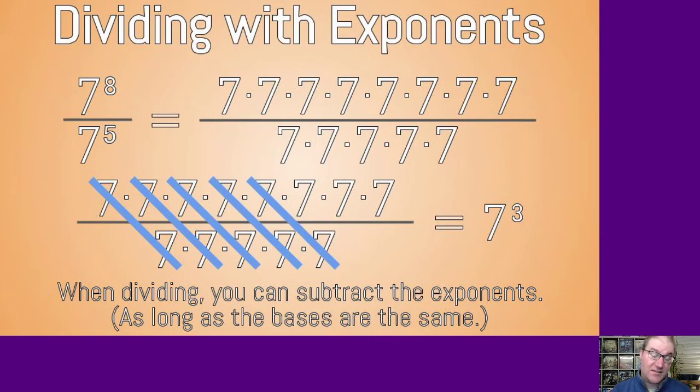Well, there were 8 7s in the numerator, and there were 5 7s in the denominator. Altogether, we ended up really with just 3 7s in the whole problem. And at the end, you can see that I just have 7 to the 3rd power. So the shortcut here is that when you're dividing exponents, you can subtract the exponents as long as the bases are the same. So 7 to the 8th power divided by 7 to the 5th power is really just 7 to the 3rd power.